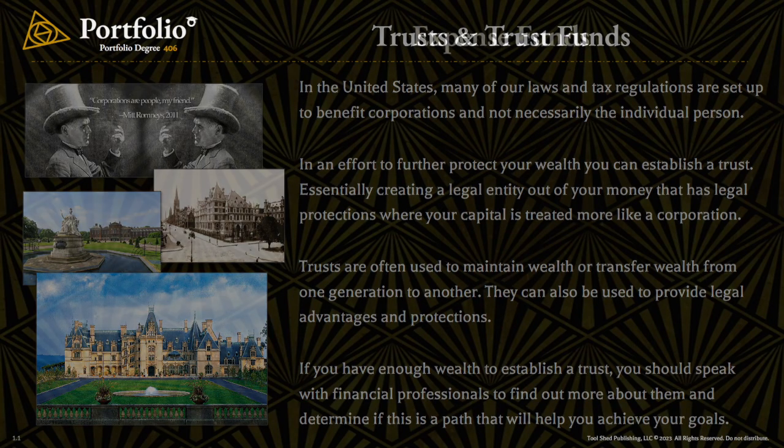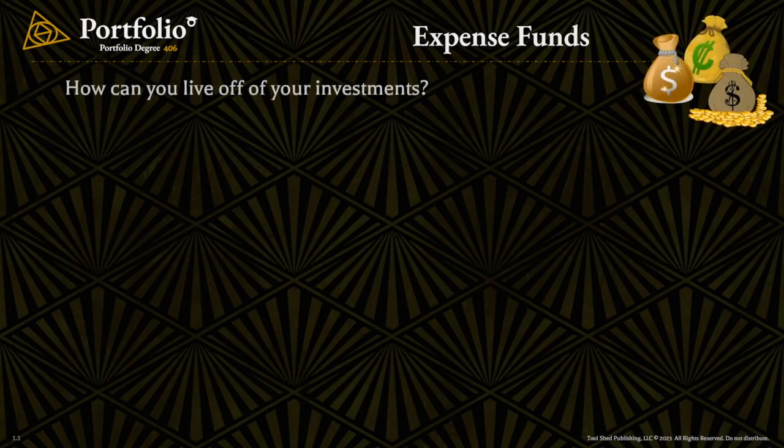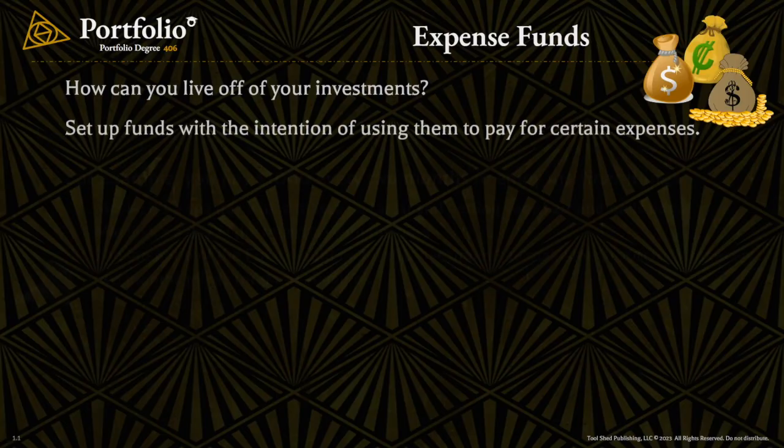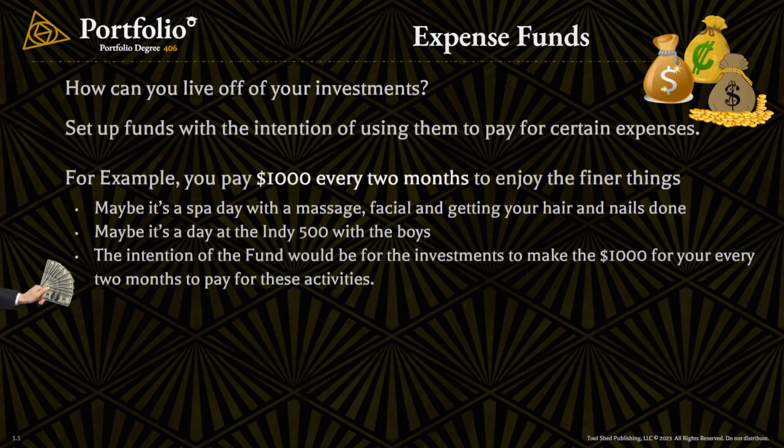The last concept that I wanted to talk to you about is what I'm calling expense funds. This is how to live off of your money if you have a larger amount and you're trying to figure out how to manage it all. For example, if you like to spend $1,000 every 2 months on some of the finer things, like maybe it's a spa day or a facial or getting your hair and nails done, or maybe it's a trip to a sporting event, or maybe you even want to go out to Las Vegas and gamble for a weekend. Whatever that is for you, what I'm getting at is that you like to spend money on that every few months.